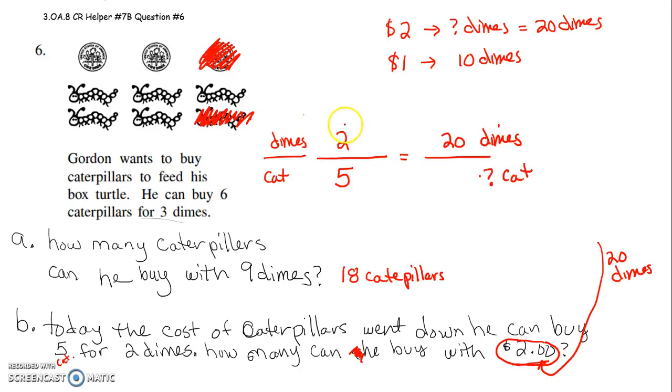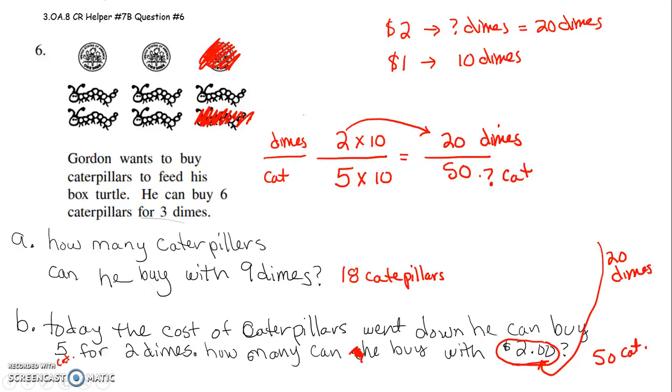And we could figure that out. How do you get from 2 to 20? Oh, 2 times 10 is 20. So if I'm multiplying my original numerator by 10, I better multiply my original denominator by 10 so that I can create an equivalent fraction. 2 to 5 is the same as 20 to 50. 5 times 10 is 50. So he can actually buy 50 caterpillars.